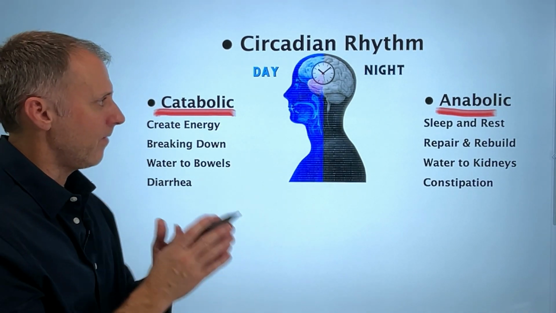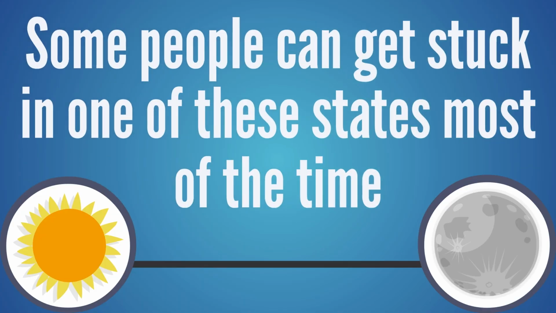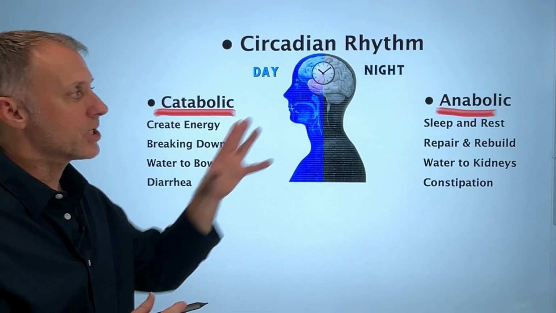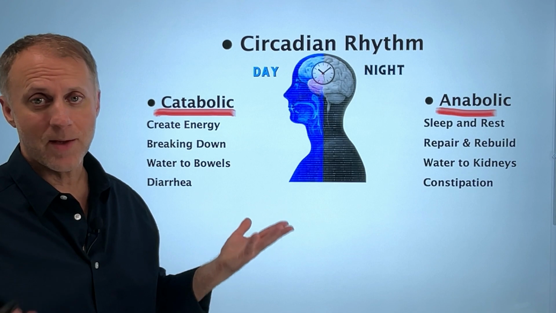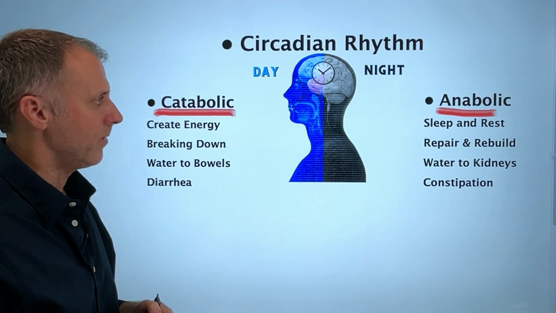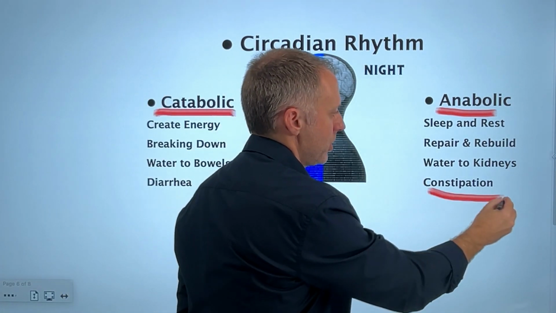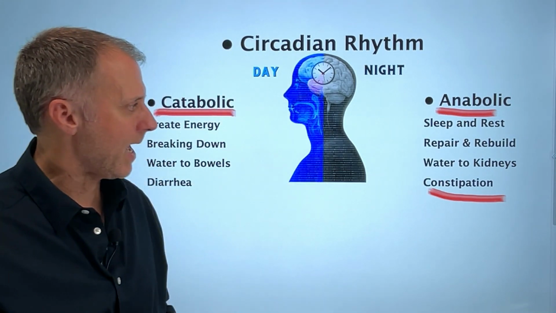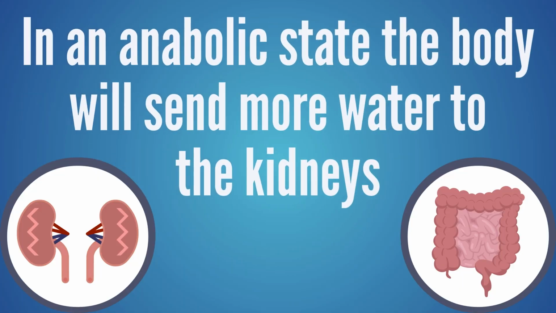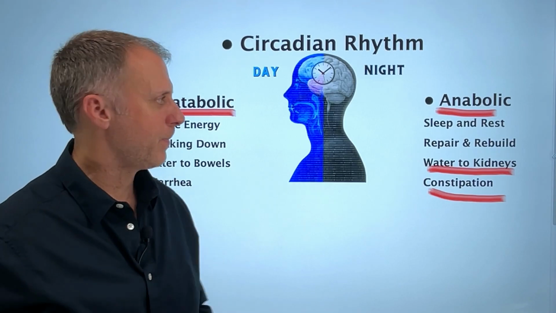But a lot of people, for a wide variety of reasons, will get stuck in one of these states and they won't move back and forth like they should. And being stuck in either of these states can create a wide variety of health issues. We see a lot of chronic constipation when someone's stuck in this overly anabolic state, because in this state, the body tends to send more water to the kidneys and less to the bowels, and that can dry up the stool and create a constipation issue.